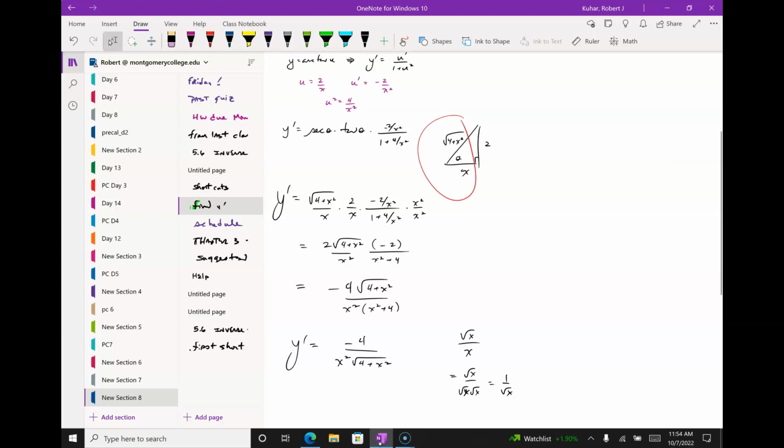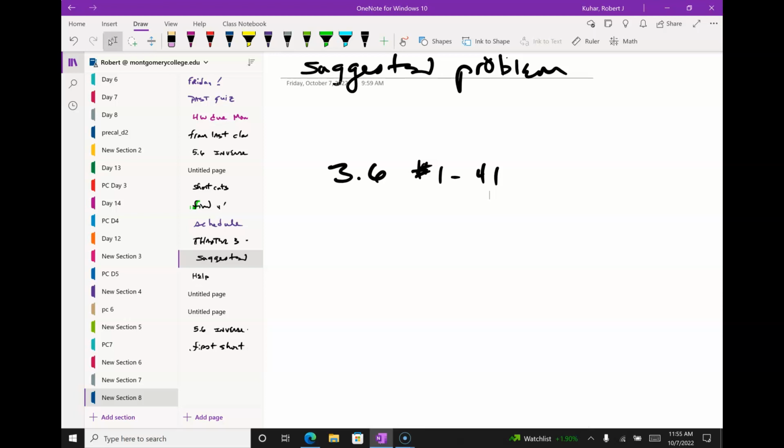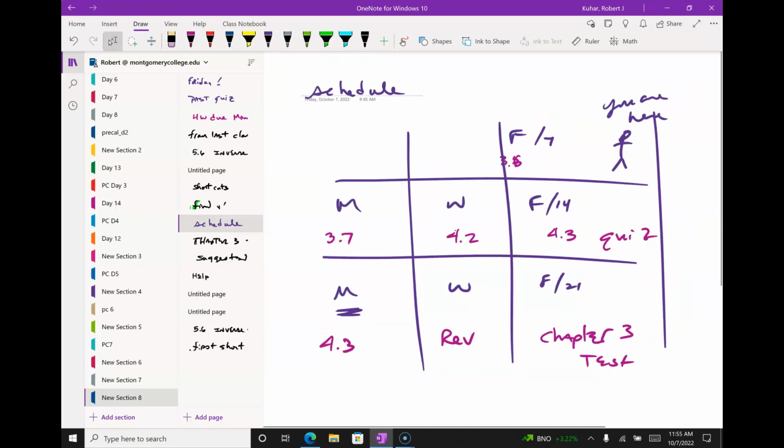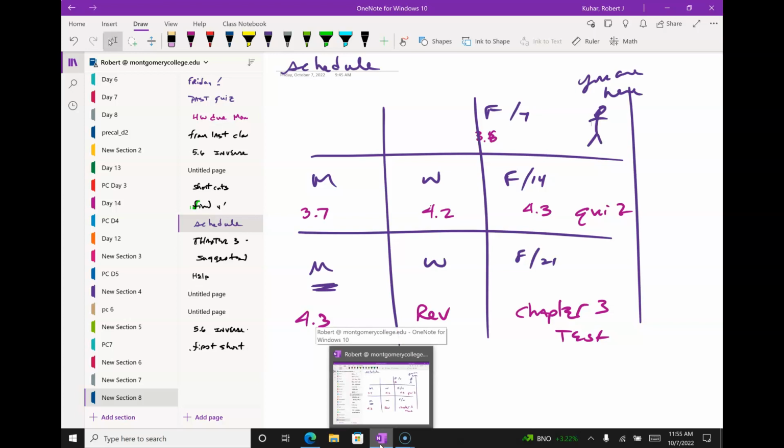Again, my suggested problems in 3.6 are 1 to 41 odds, of course. We also have a schedule here, right? So we're doing 3.6 today, Monday 3.7, Wednesday 4.2. I'm just going to be asking you for derivatives and critical values. It's nothing new. You have a quiz next Friday. I have midterm grades due on that following Monday. So I'll update your homework scores and your quiz scores and then update your current grade, and that's what's going to be your midterm grade.